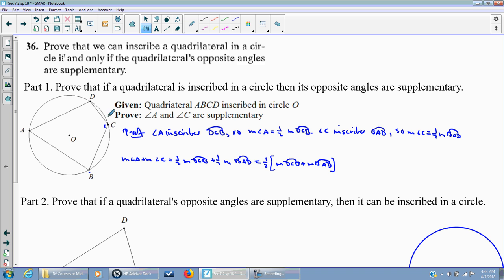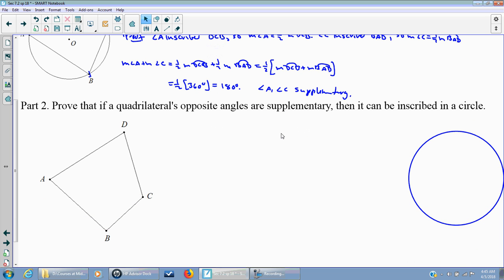Well, what do we got here? DCB goes from here to here. BAD goes the rest of the way. Those two things add up to 360 degrees. So the measure of angle A plus the measure of angle C is half of that, 180 degrees. Angle A and angle C are supplementary. Okay, so that's the easy one. Very straightforward. As a matter of fact, this looks like something that might have been done in the previous section.